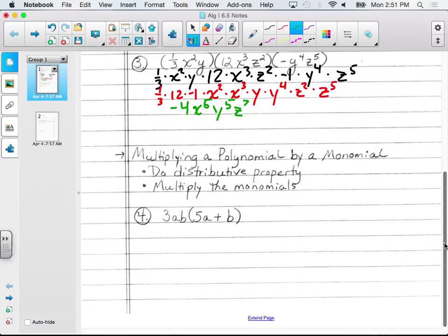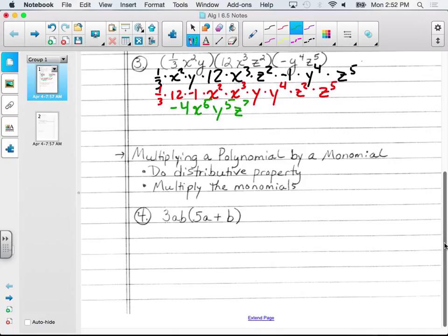Alright, so do you guys think that you have a good grasp on multiplying monomials together? Yeah. Alright, well, we will now move on to multiplying a polynomial by a monomial. So, in number 4, which is the monomial and which is the polynomial? Isn't the polynomial the one in the parentheses? Polynomial means more than one.